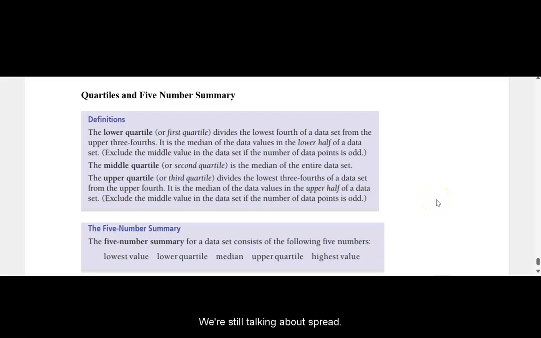We're still talking about spread. We're still on that same section, but this is part 2. And we're going to look at quartiles and the 5-number summary. First, let me explain what the quartiles are.